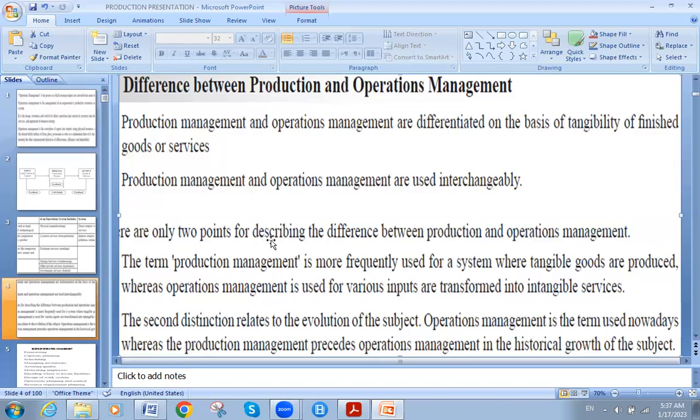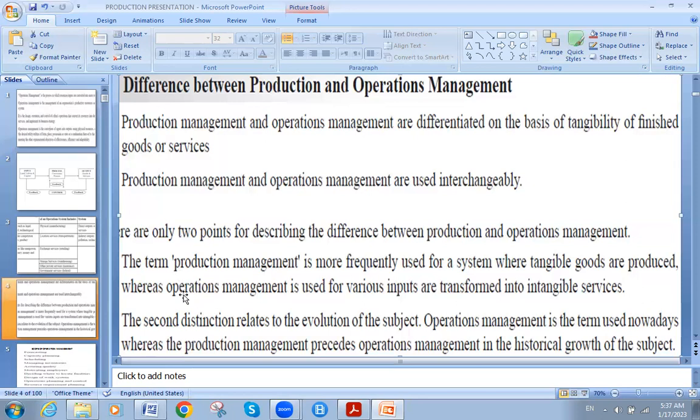So what is the difference between production management and operation management? Both of them are used frequently. Maybe they give the same meaning for some, but for most people, production management tends to focus on products, which are tangible. Tangible means you can hold it with your hand, you can touch it with your hand, and so on.